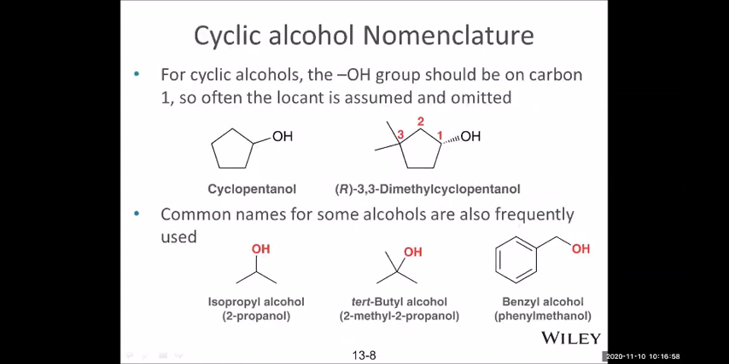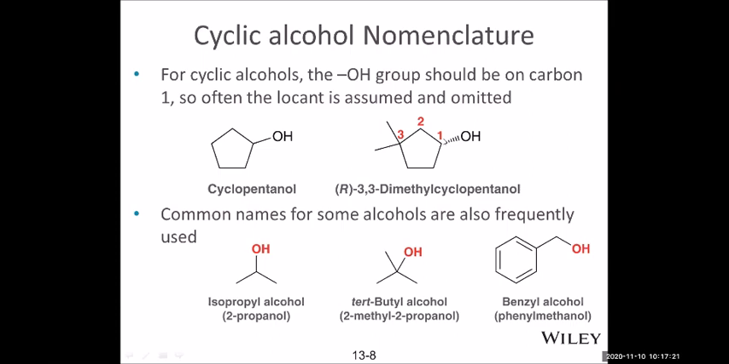Naming cyclic alcohols is fairly straightforward. If there's only one OH, then the carbon bearing the OH group is named number 1. Based on this, we still need to give the next substituent as low a number as possible.